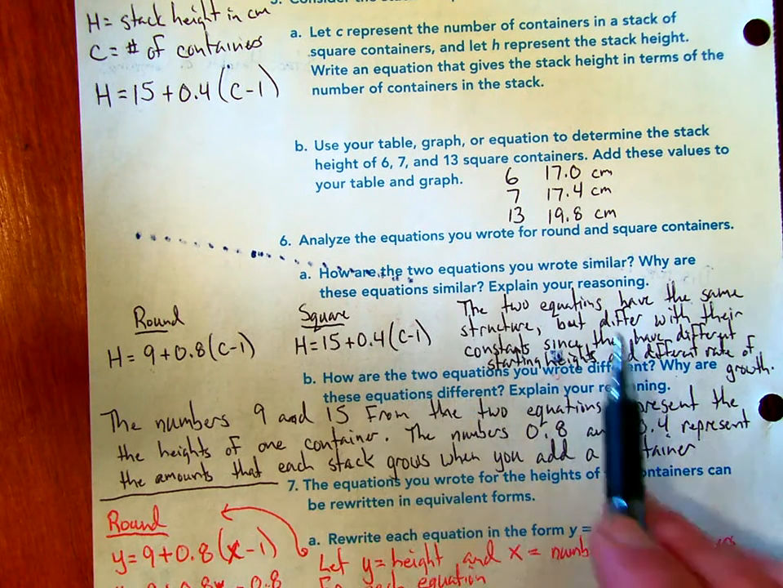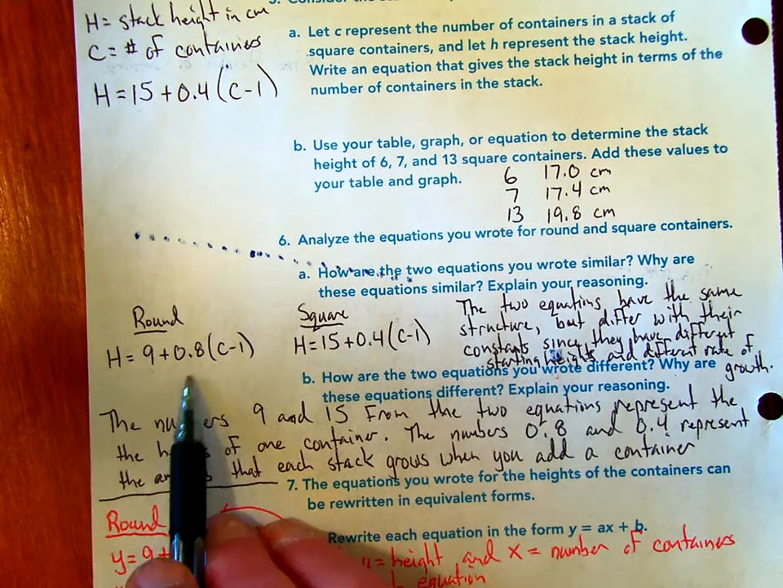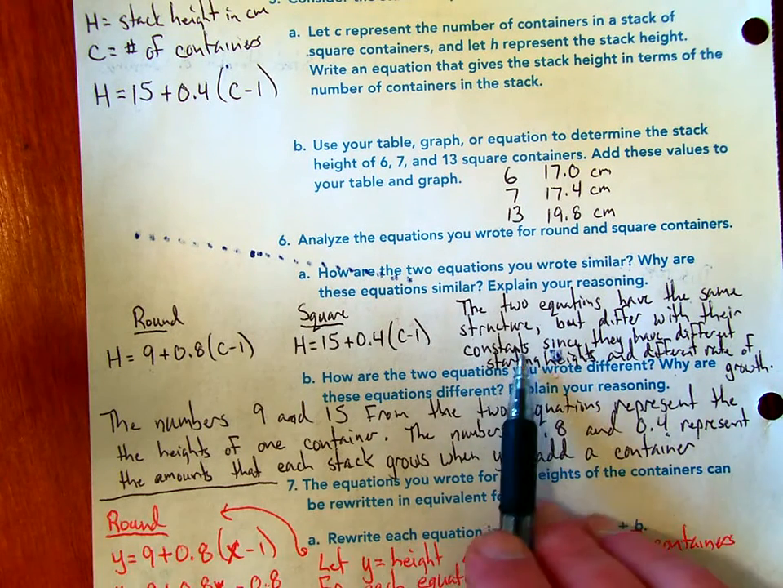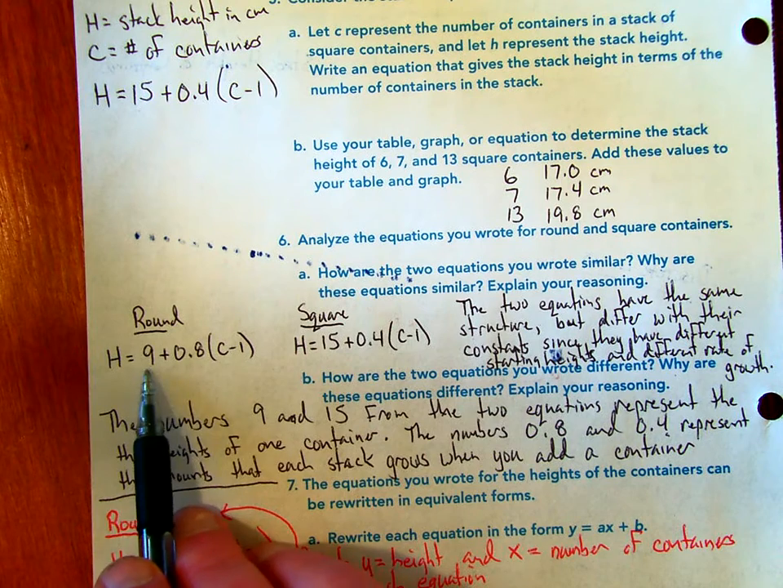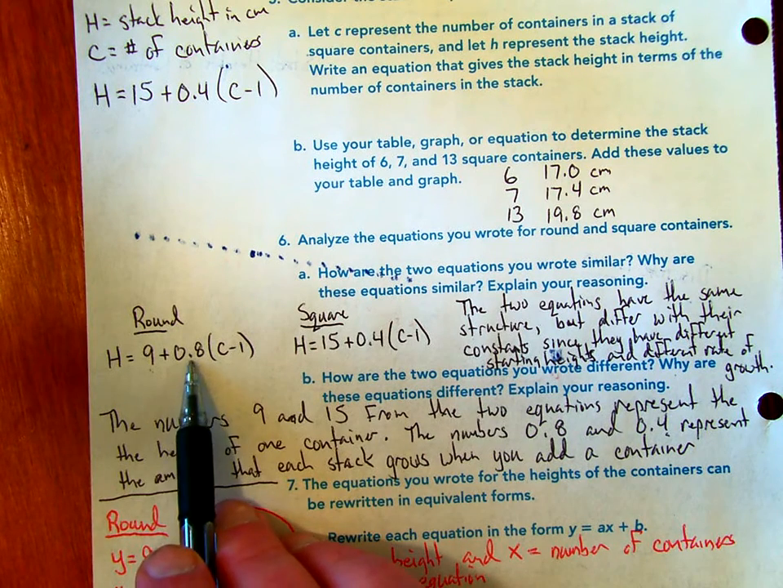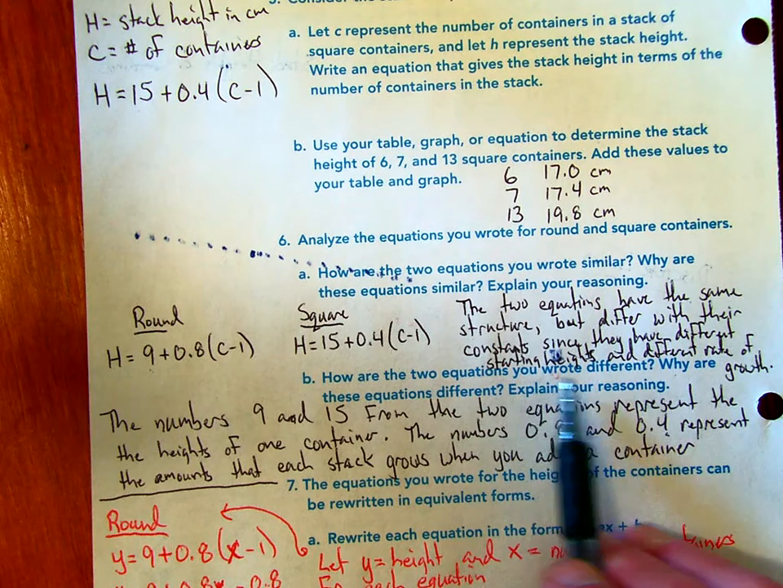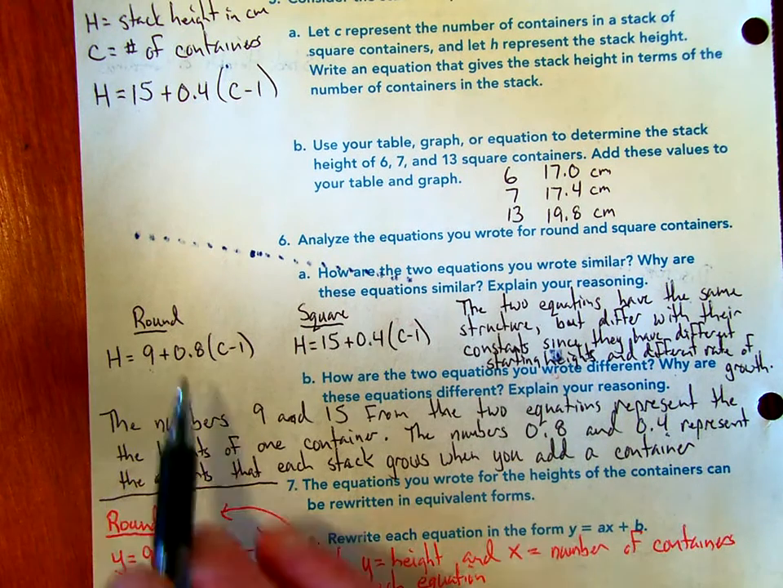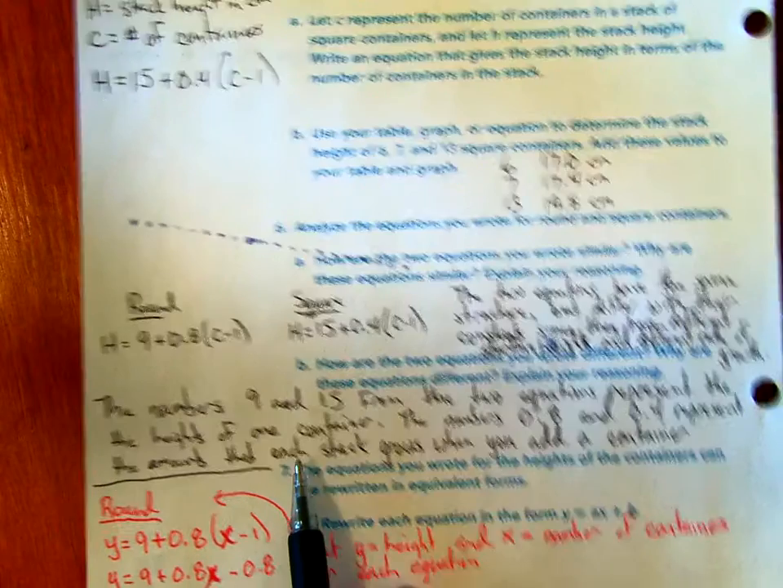These two equations have the same structure. They're both set up in the same way, but they differ with their constants. Again, the constant 9 is different than 15, and the rate of 0.8 differs from 0.4. And so they have different starting heights and different rates of growth. And I guess that's a part of the answer to part B.